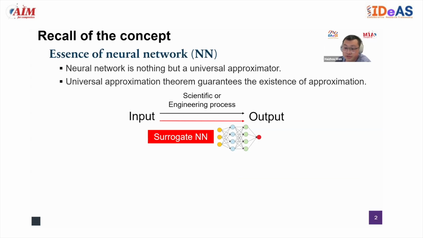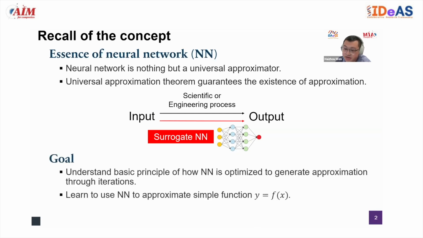A bit of a callback from the first webinar, we have learned that NN is nothing but a universal approximator, and they can theoretically approximate any scientific or engineering process if we figure out the suitable input and output. So there is always a surrogate model based on NN, which can map the input to the output. Previously in the introduction, we talked about how the approximation process of NN is essentially like an optimization, where the weights and the biases are gradually approximated to the optimal values.